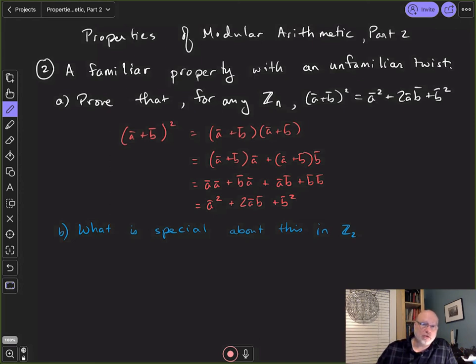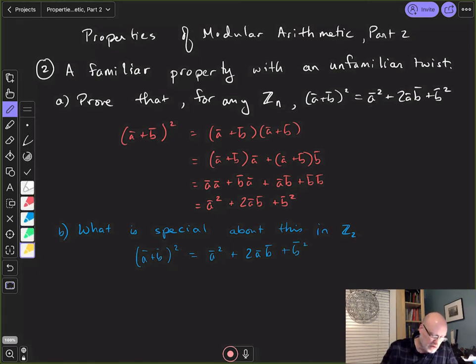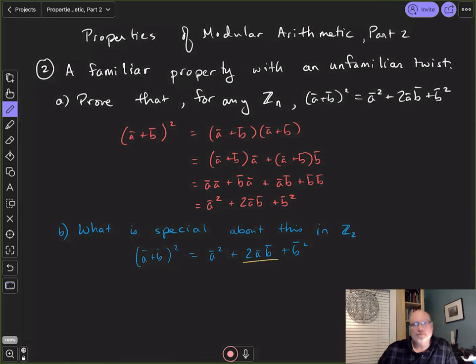Okay, hopefully you thought about that. I'm just going to bring down this statement again. So I have a plus b squared equals a squared plus 2ab plus b squared. The interesting thing occurs in this middle term, because notice what is in front of the a and the b. We're talking about a 2 here. Well, in mod 2, anything that has a divisor of 2, that includes any even number, is actually equal to 0.